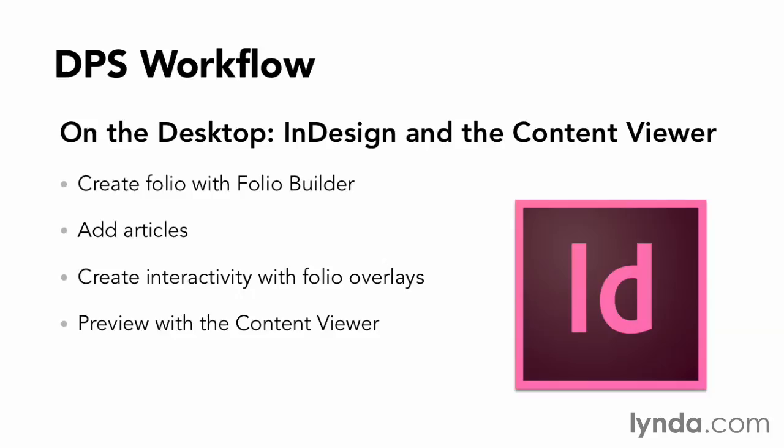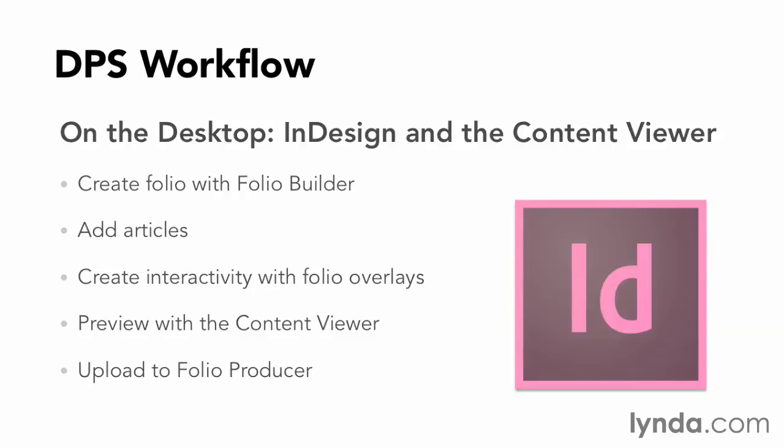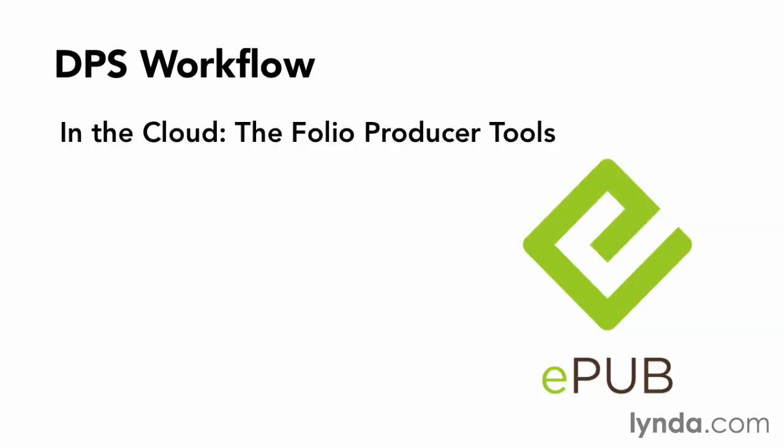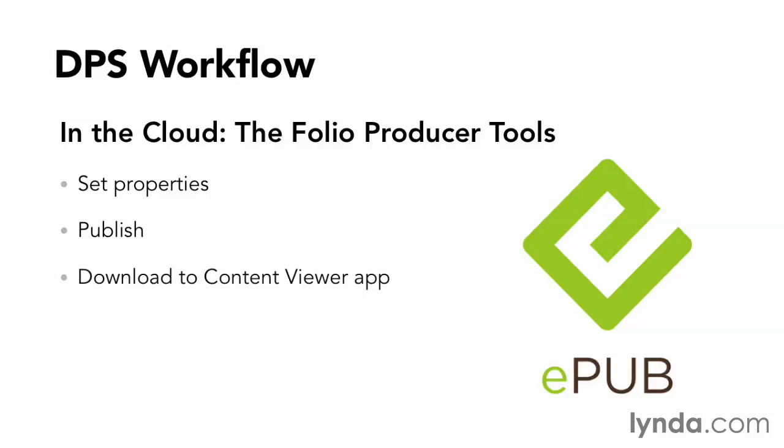When you're satisfied, you can upload your folio to the Folio Producer part of Acrobat.com. There you can complete the steps necessary for sharing your content or publishing it with the Folio Producer tools. These include adding properties like a name to appear on mobile devices, a description, and an ID number. And then the final step is publishing your folio so it can be viewed on a device using the mobile version of the Content Viewer app, or submitting it to app stores for publication, which involves several extra steps that go beyond the scope of this fundamentals course.